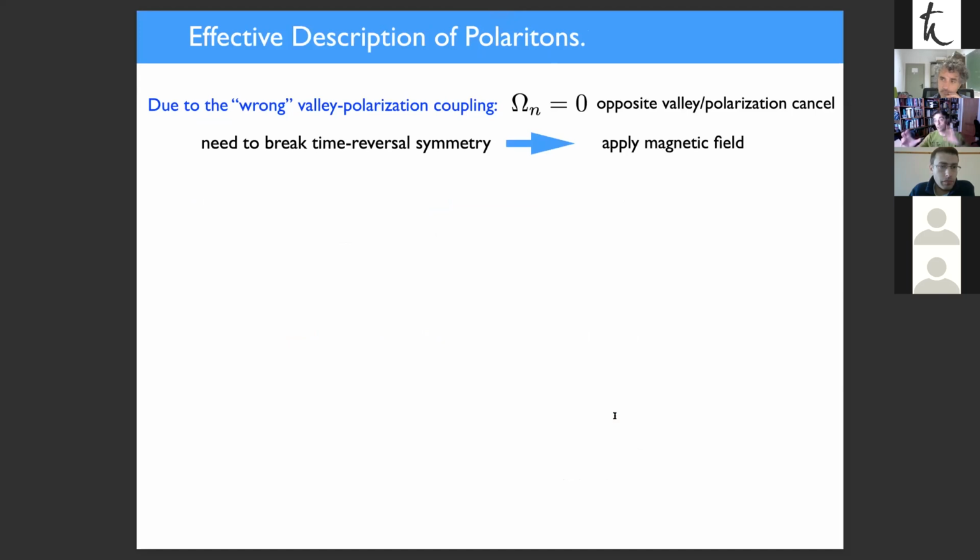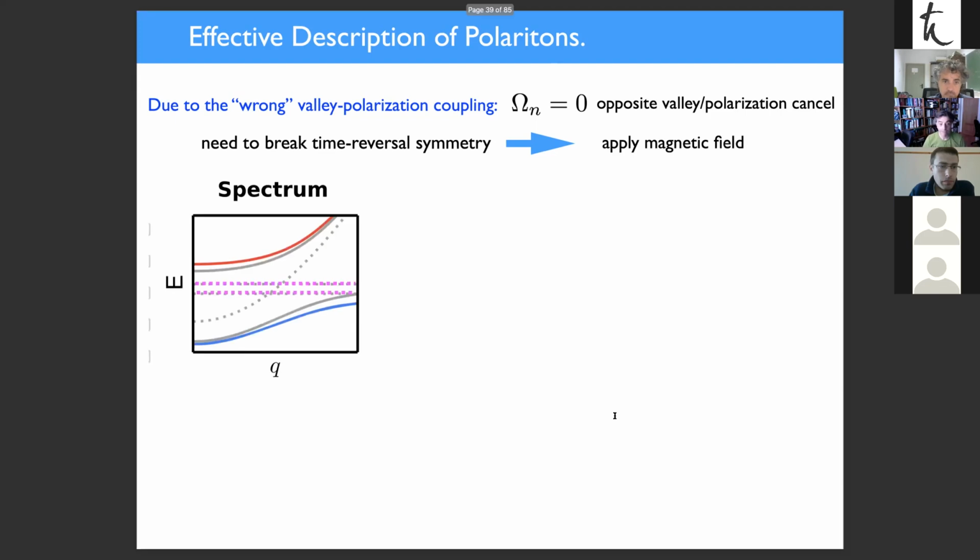So as I said, because of this coupling between all terms in the Hamiltonian, and this system is time invariant and symmetric with respect to time inversion, everything cancels out and you have zero Berry phase. So in order to get some topology, we need to break the time reversal symmetry. So we have to apply a magnetic field. And when you do that, these two exciton bands split, and these bands split all the time. So now you have 4 different polaritons.